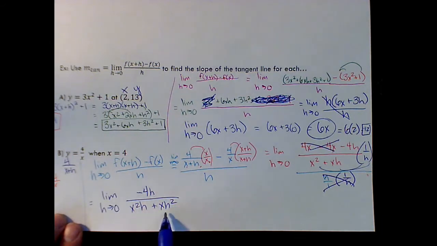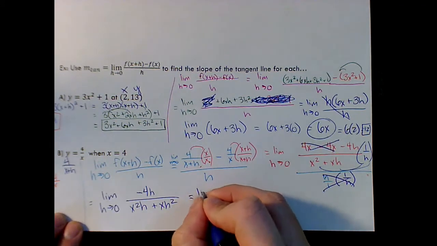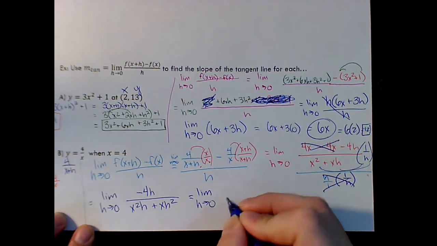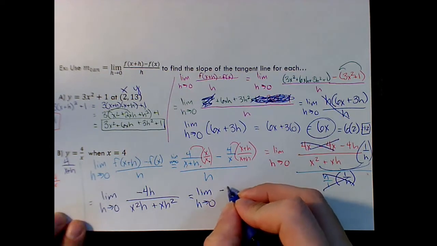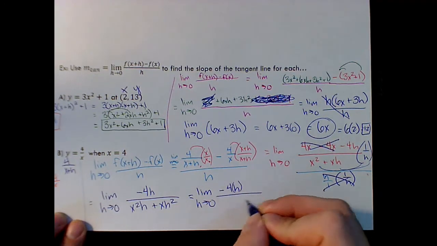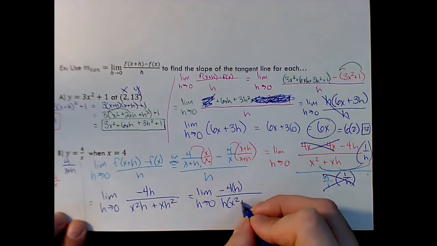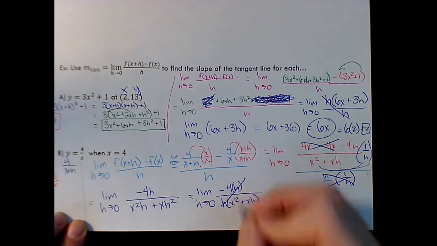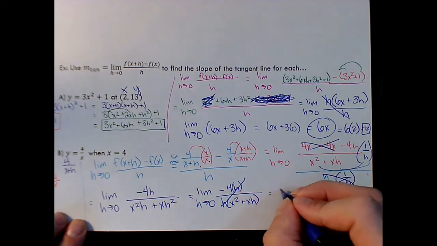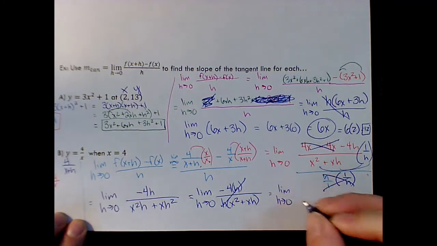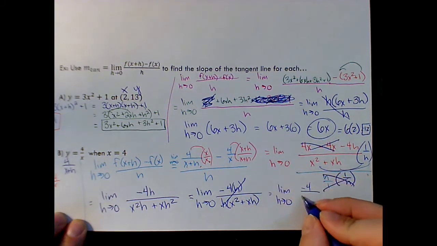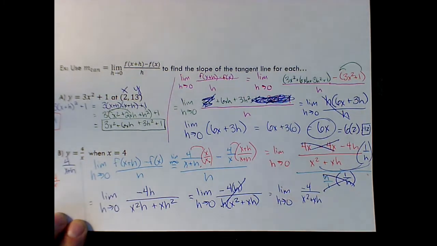I get 0 over 0 plus 0. Oh, nuts. I can't do that. Silly me. So maybe I should factor an h out. Negative 4h basically just looks like that. If I bring an h out of the bottom, I am left with x squared plus xh. The h crosses out. So now I have the limit as h approaches 0 of negative 4 over x squared plus xh. Can I plug 0 in for h now? Mm-hmm. And when I do, the xh term becomes 0.